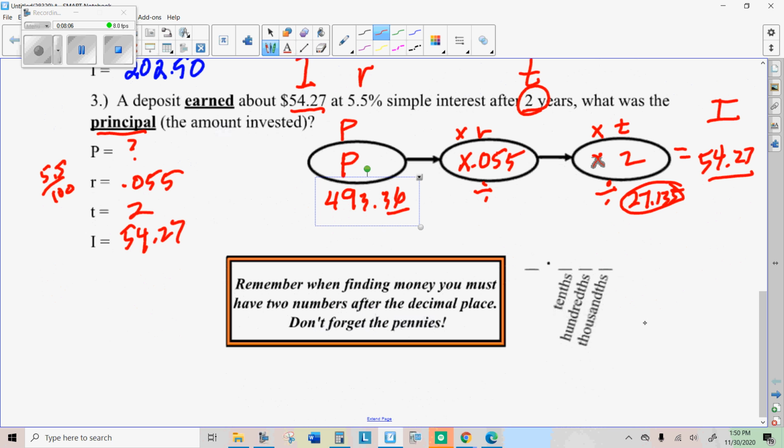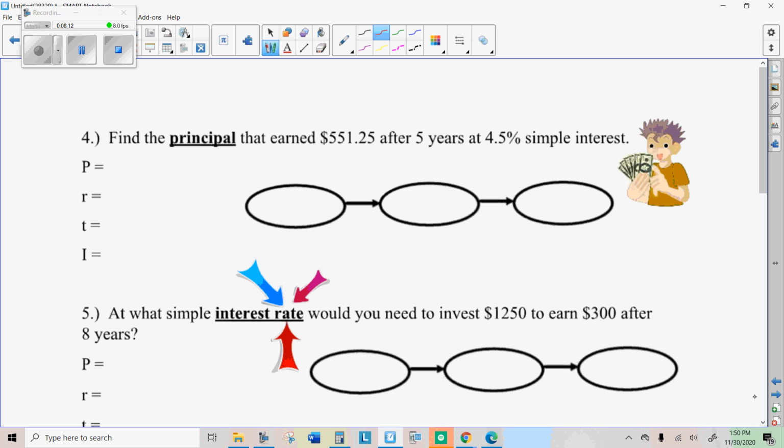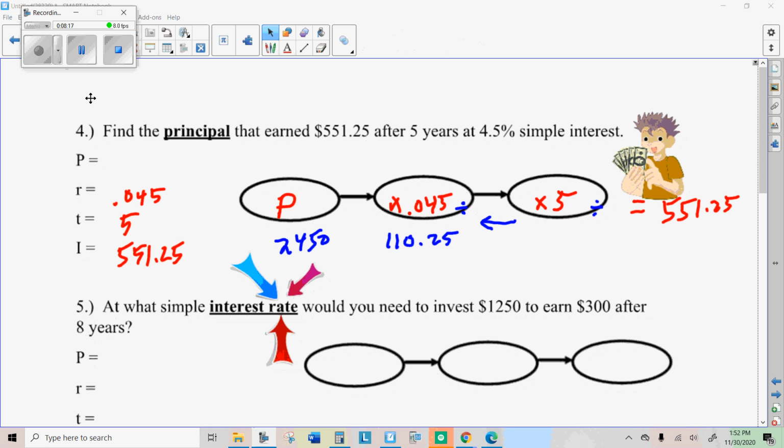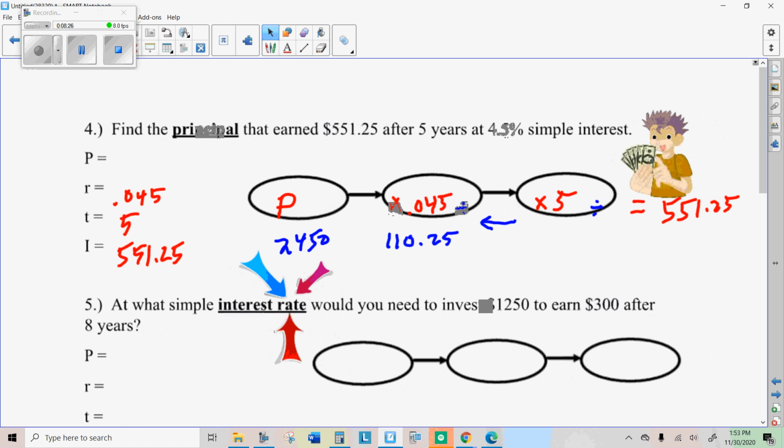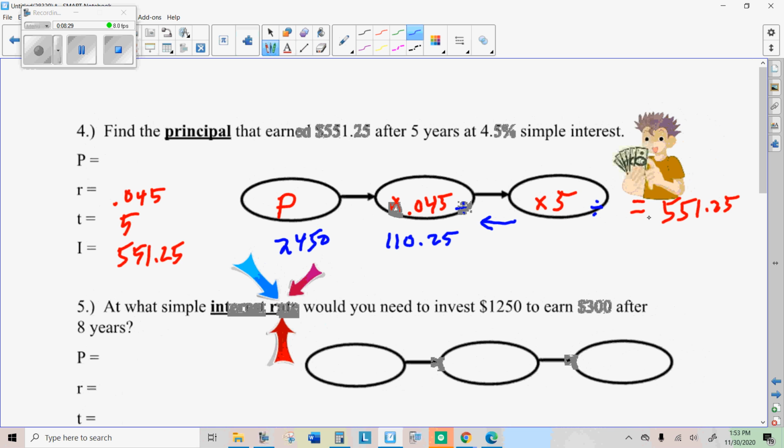All right, so moving on, I'm going to let you try this one, see if you could set it up and find the right answer. I'll put my work in here so you could check. If you did that right, you would take your 551.25 and you would divide that by 5 to get your 110.25, and then divide that by 0.45 to get back to your principal, which is 2,450.